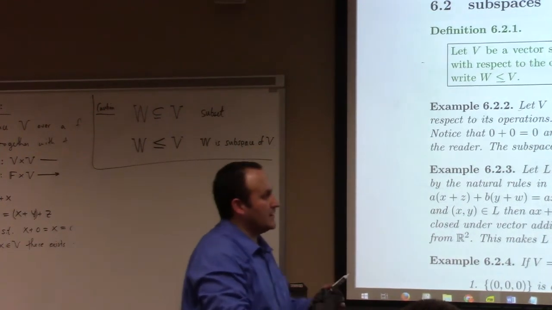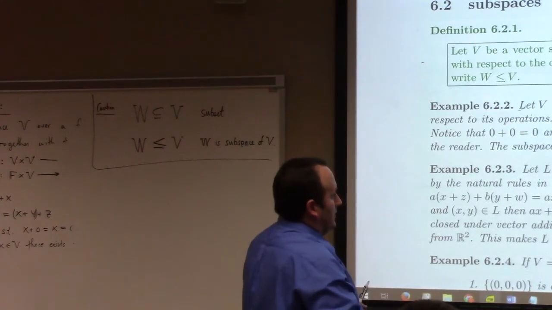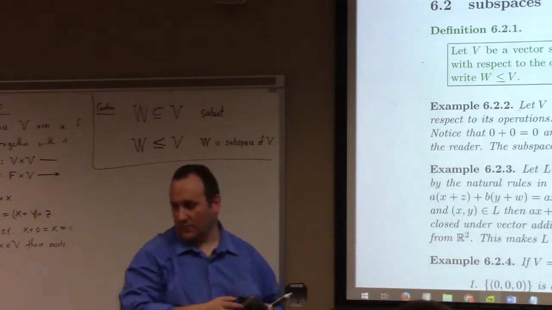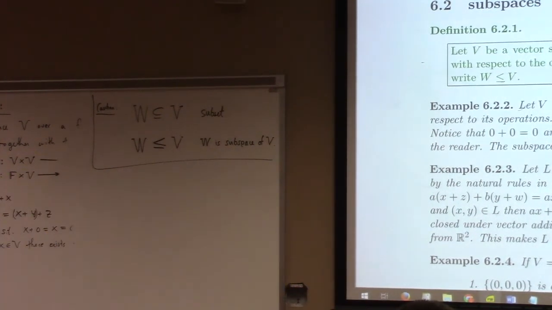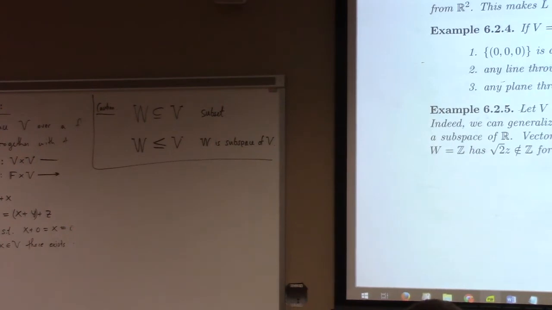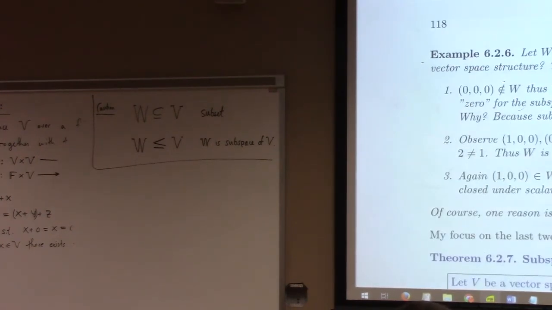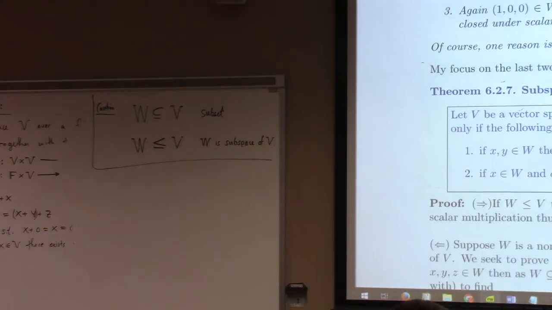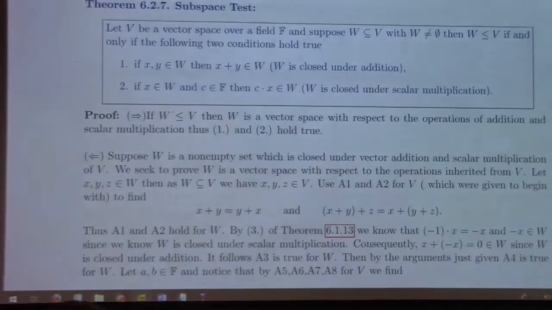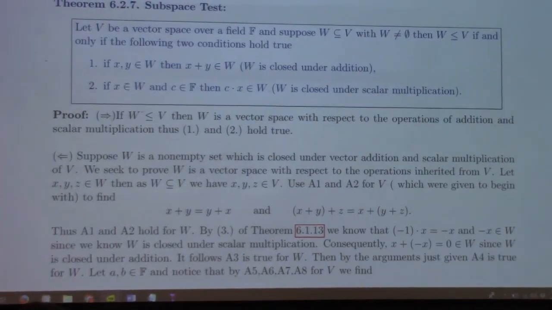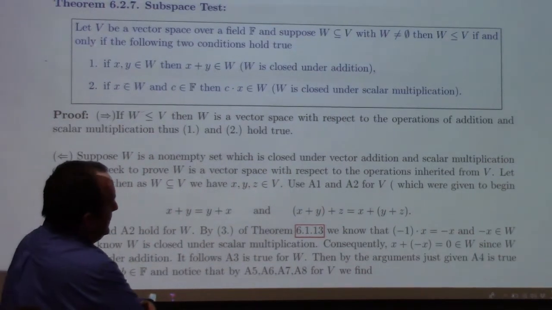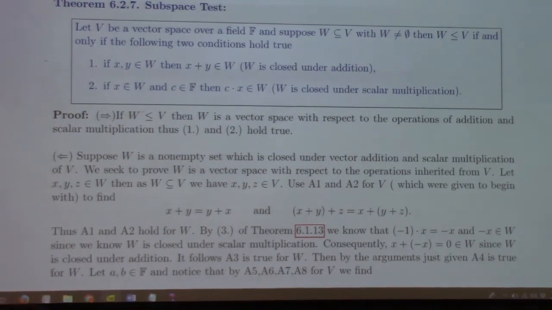All right. So I have a couple of examples here, and those examples motivate this next thing, which is the subspace test. All right? Subspace test, what does it say? It says V is a vector space over field F, and W is a subset of V. If W is non-empty, then W is a subspace of V if and only if the following two conditions hold true. This is the so-called subspace test theorem. All right?